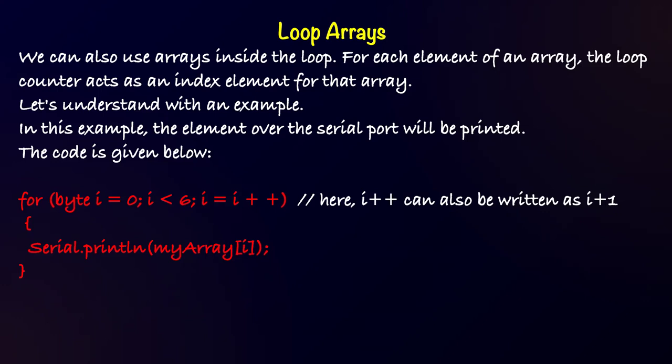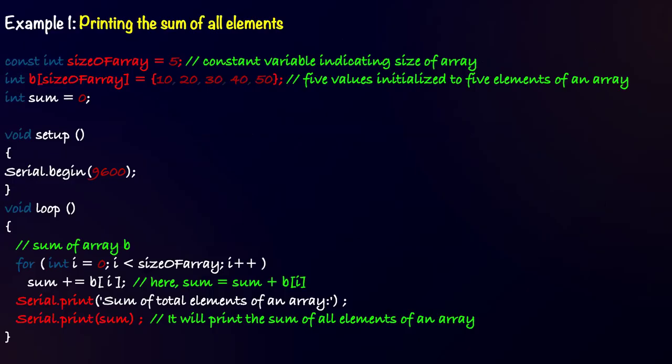Okay, we can write it like this also, like this, I plus 1 also. So Serial.println(myArray[i]). So this element is going to be printed.